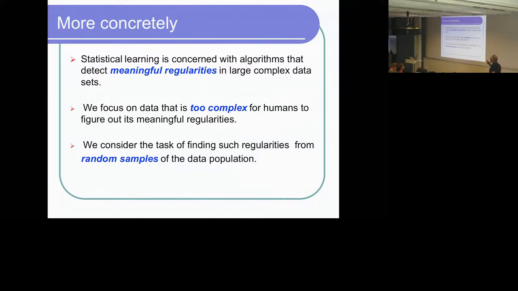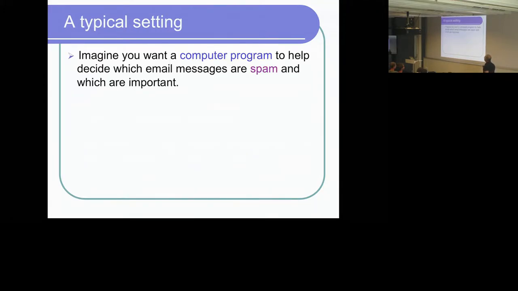And we consider finding those regularities from random samples. A lot of machine learning is based on the assumption that the data that we have is not the full data of the universe, but just a sample from some bigger corpus of data. Okay, so a typical setting, I mean this is an example which probably you all know, so I'll go over it very, very quickly.